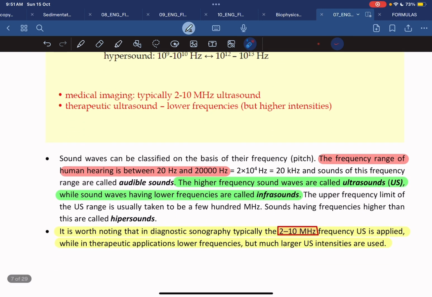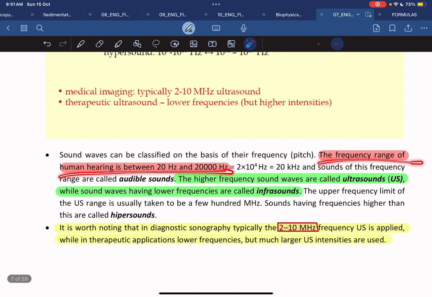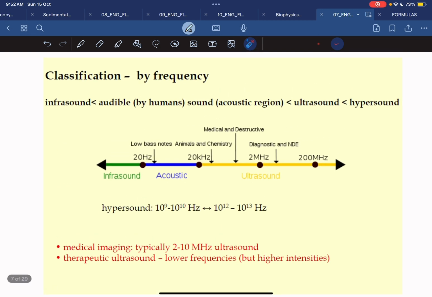Now what do we have here? The frequency range of human hearing is between, like I said, and the higher frequency sound waves are called ultrasounds. Okay, and sounds having lower frequencies than the acoustic range, higher than this is ultrasound, lower than acoustic is infrasound.